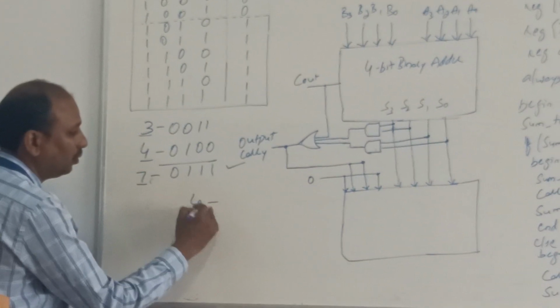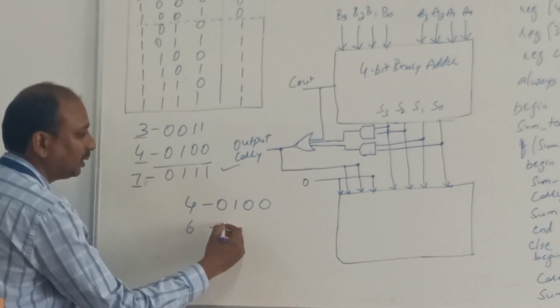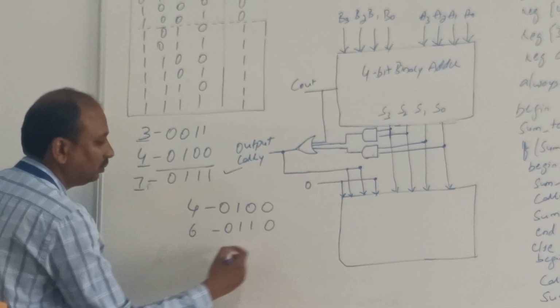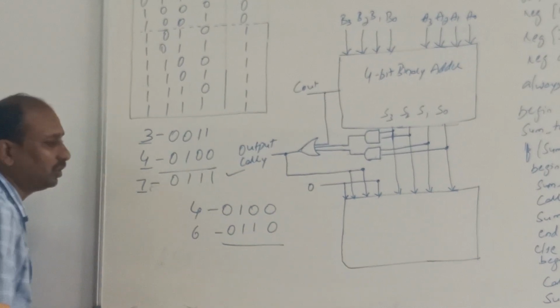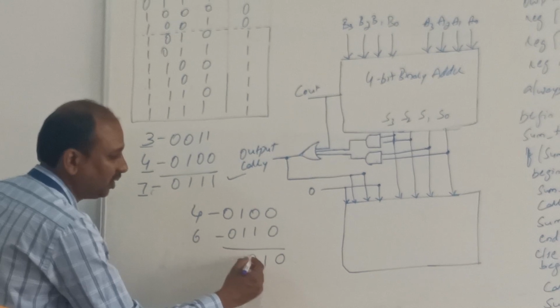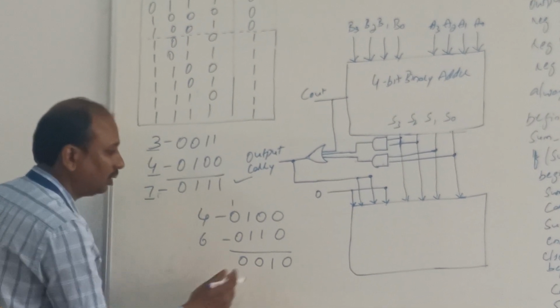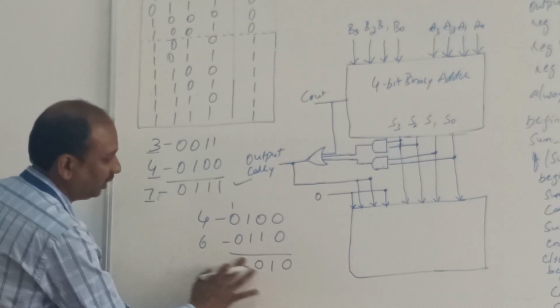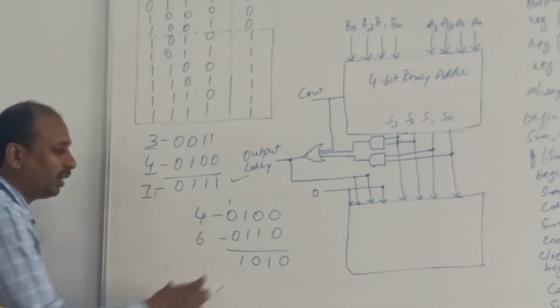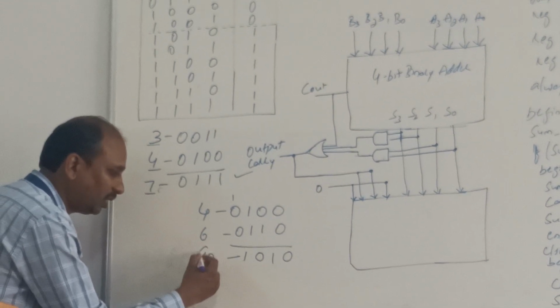Let me take one number as 4, which is 0100. The other number is 6, that is 0110. Now I'll add these two numbers. 0 plus 0 is 0, 0 plus 1 is 1, 1 plus 1 sum is 0, carry is 1. So 1 plus 0 plus 0 gives me 1. So my final result is 1010, which is actually the number 10.